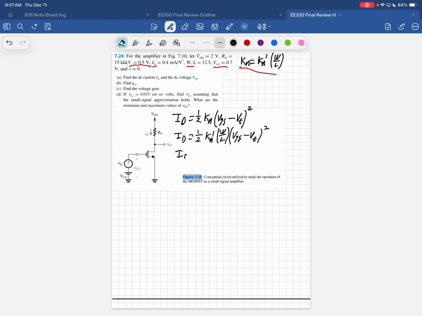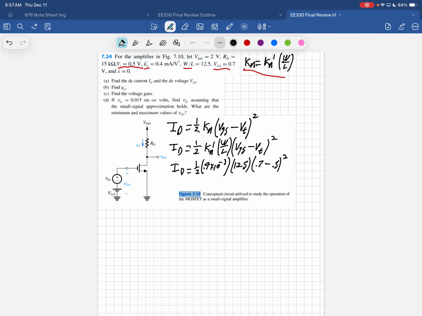So that gives me ID equals 1/2 times Kn prime, which is 0.4 times 10 to the negative 3, times W over L, which is 12.5, times VGS, which is 0.7, minus VT, which is 0.5, squared. And did you happen to plug all that in? Yeah, no worries if you have it. I have the answer. But.